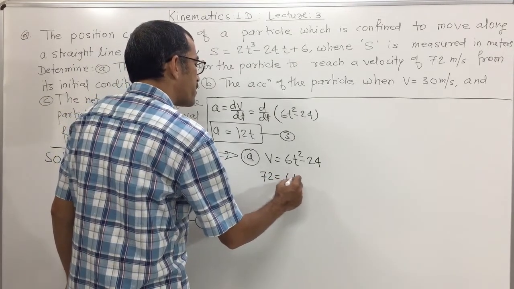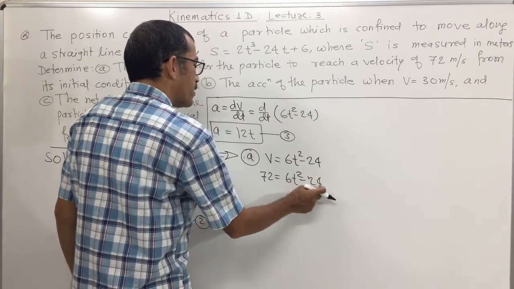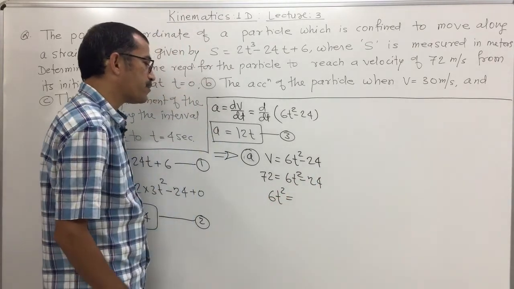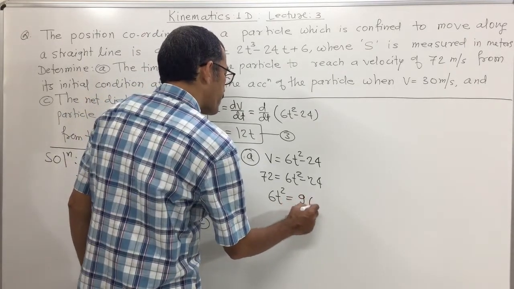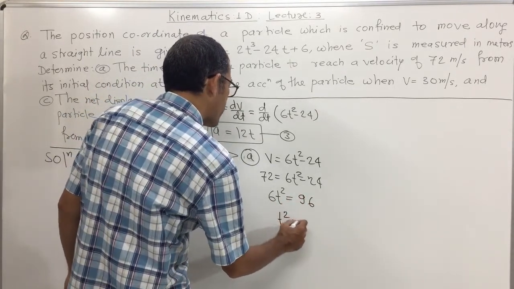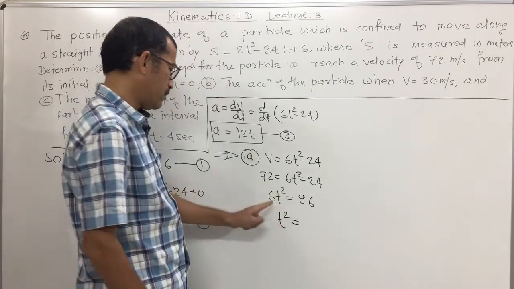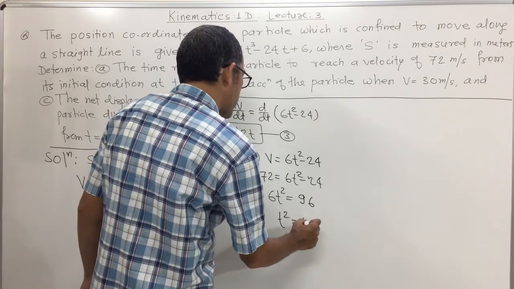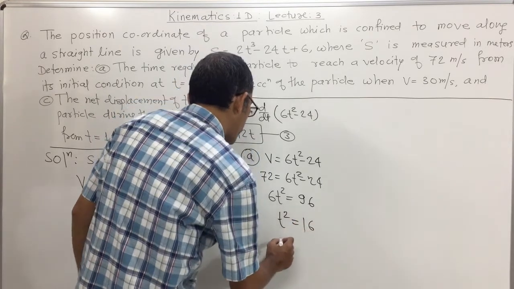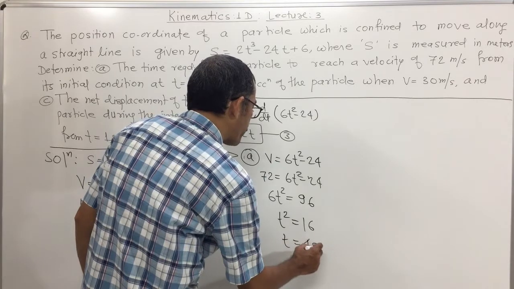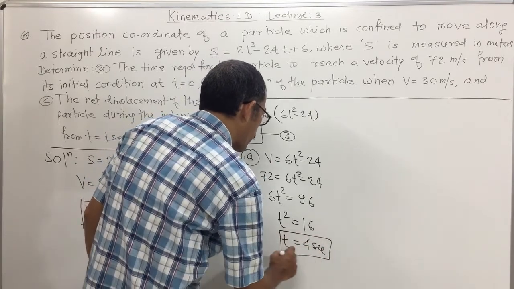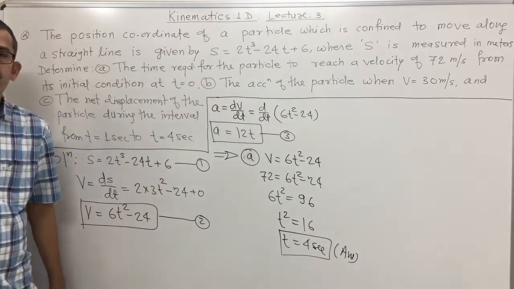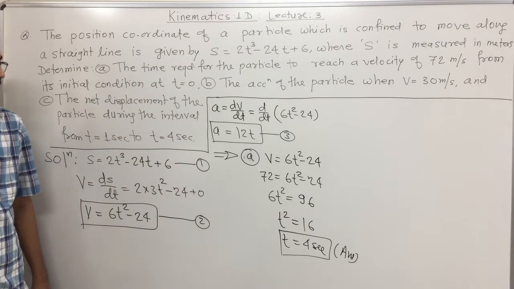So 6t² − 24 = 72, so 6t² = 72 + 24 = 96. Dividing 96 by 6, what do we get? t² = 16. So t is 4 seconds. That means at t = 4 seconds, the velocity of the particle becomes 72 meters per second. First part, simple.